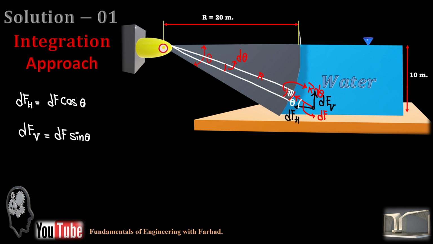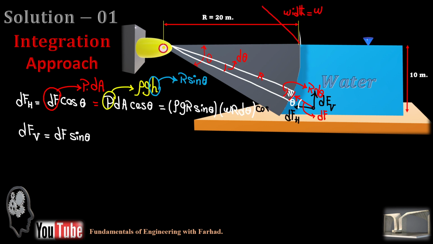But we also know that force is nothing but pressure times area. In differential form, that's pressure times the differential area, PdA, and then it's just PdA cosine theta. We also know that pressure is nothing but rho g h as you sink down in the water. If you draw a straight vertical line here, this is 10 meters of water. If this is r and this is theta, you can easily conclude that this height is r sine theta.